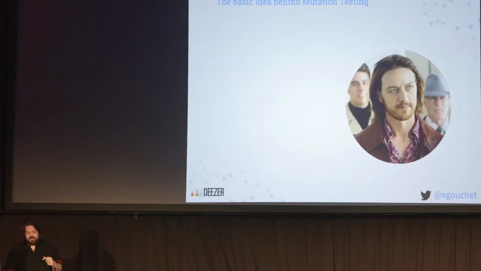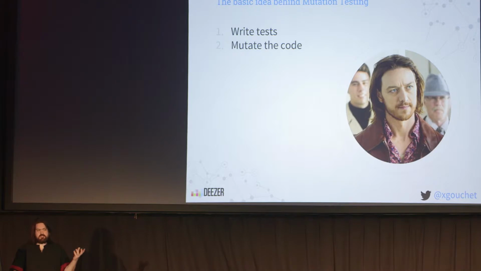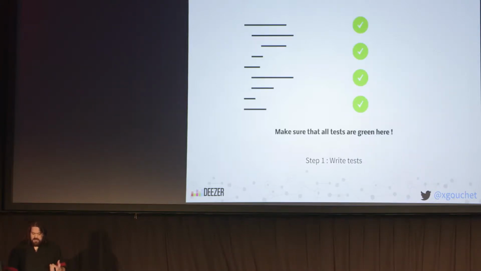So, mutation, basic idea, basic formula is write some tests, obviously. You mutate the code, you change the source code, not the test, but the source code. You watch the test fail and prove it, obviously. The first step, you write some tests. Okay, you have all your tests written, you got your code coverage, of course, and all the tests are green.